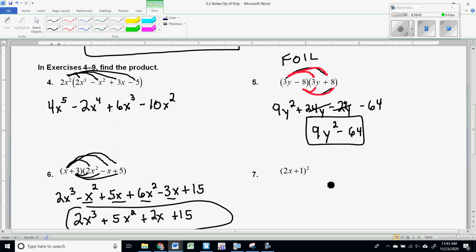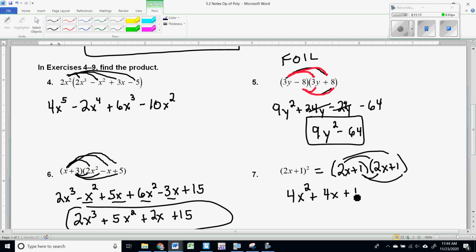Now, if I have it written like 2x plus 1 quantity squared, I can't just square both of these. What we have to do when you have something raised to a power like that is remember squared means 2x plus 1 times 2x plus 1. So what you have to do is FOIL. And if I FOILed, that's going to give me 4x squared plus 4x plus 1.